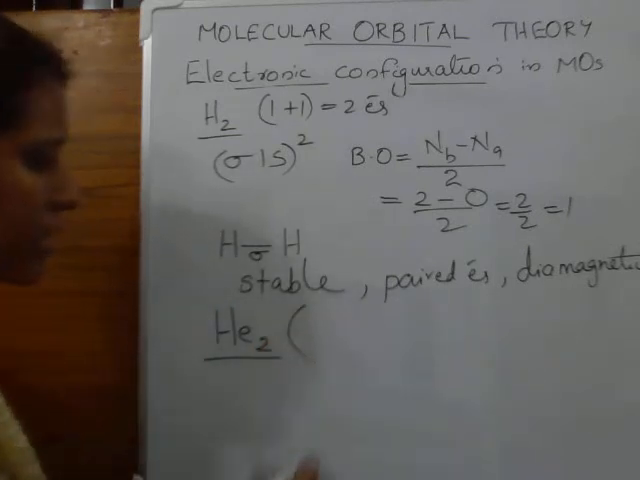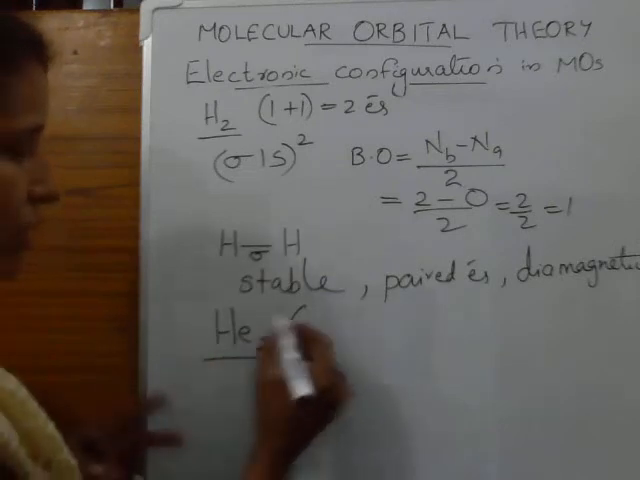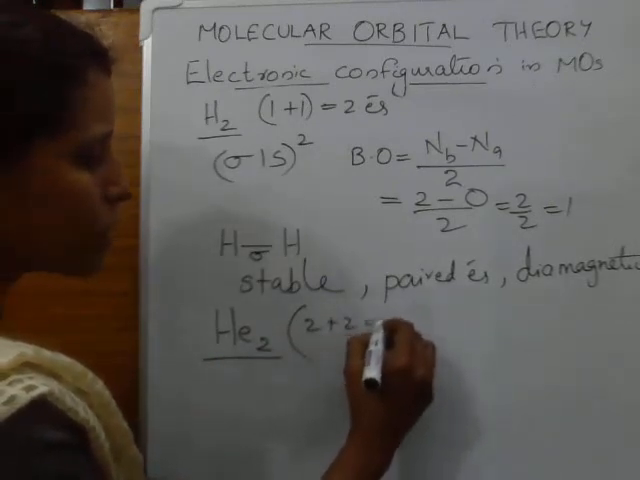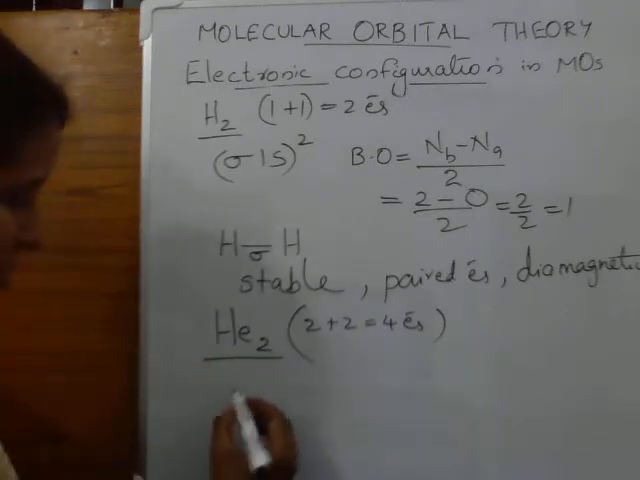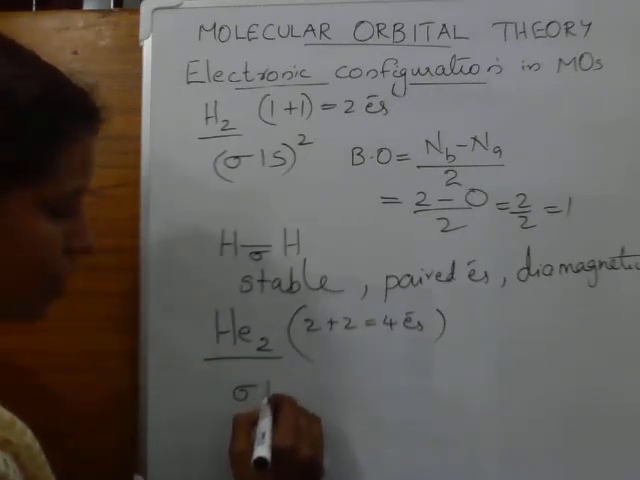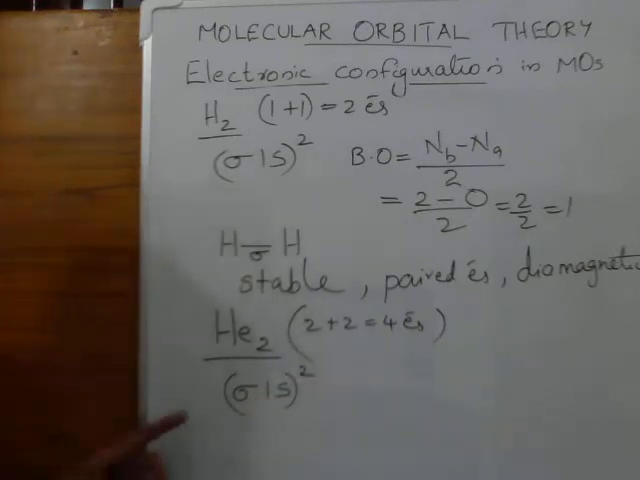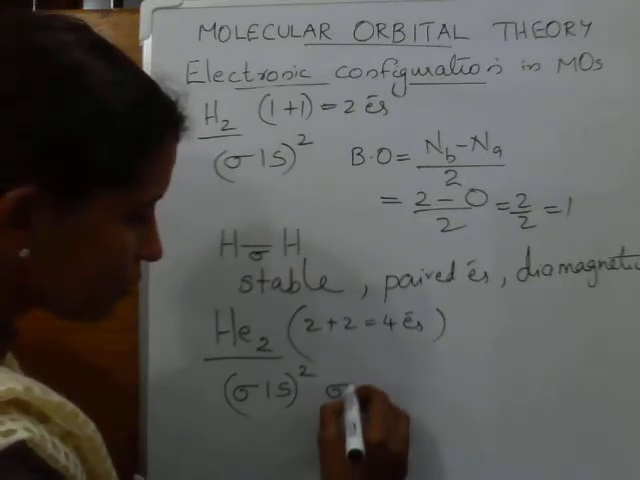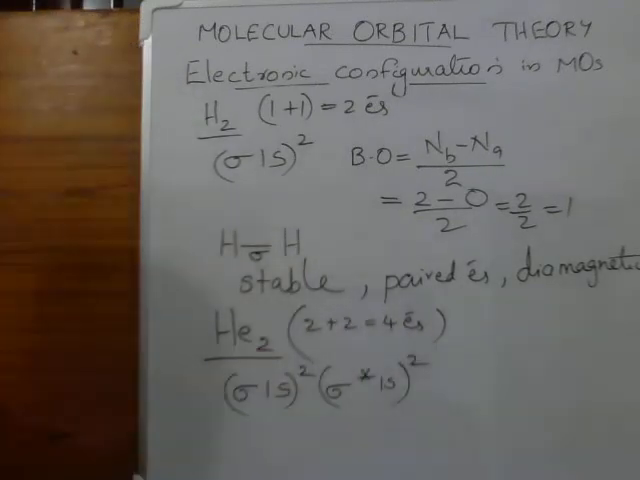How many electrons in helium molecule? Helium atomic number 2. Helium atom contains 2 electrons. So He2 molecule contains how many electrons? 2 plus 2, 4 electrons. Electronic configuration: first, lowest energy orbital sigma 1s with 2 electrons. Maximum capacity 2 electrons, you know. Then the next 2 electrons will fill in sigma star 1s. This is the electronic configuration of helium molecule.